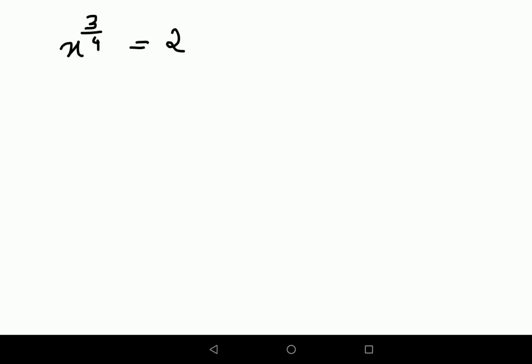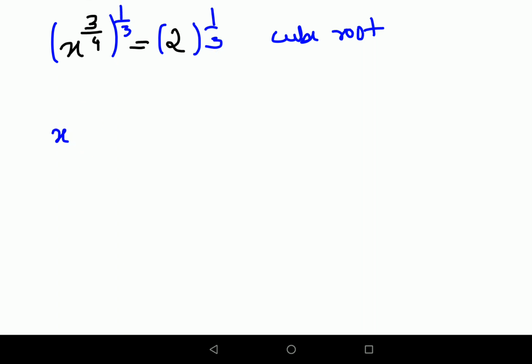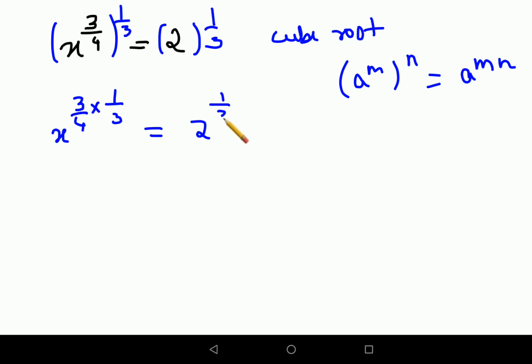Now in order to find the value of x, you need to shift the index to the other side. Since here we have raised to 3 first, we will take the cube root on both sides. So when I do that, I will be taking 1/3 power on both sides. Now remember, x raised to 3 upon 4, and a raised to m, the whole raised to n, can also be written as a raised to m into n. So similarly, 3 upon 4 gets multiplied by 1 upon 3, and this remains 2 raised to 1 upon 3 as it is.